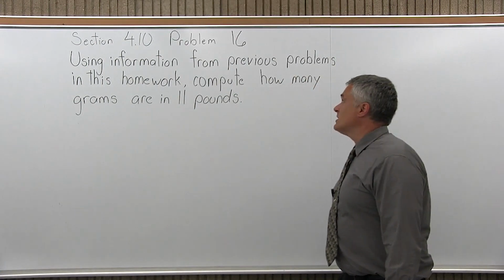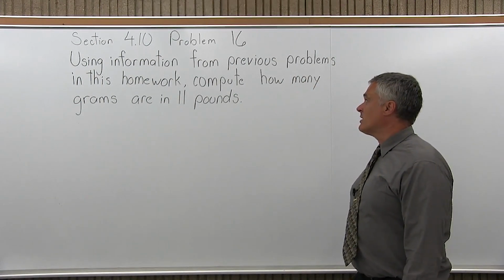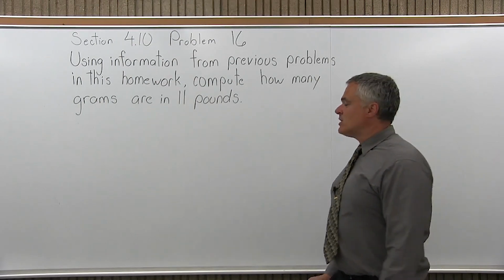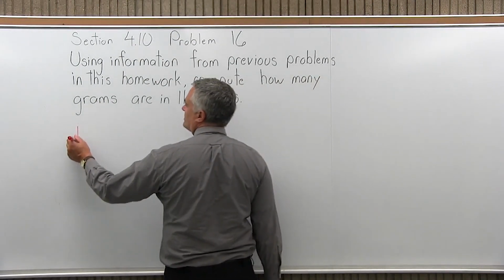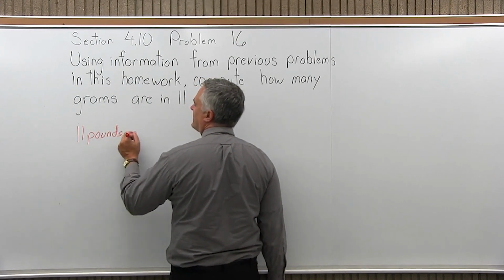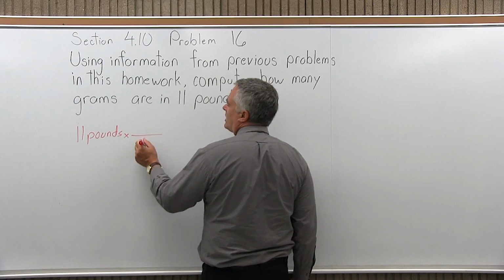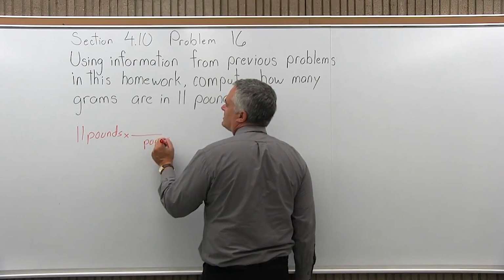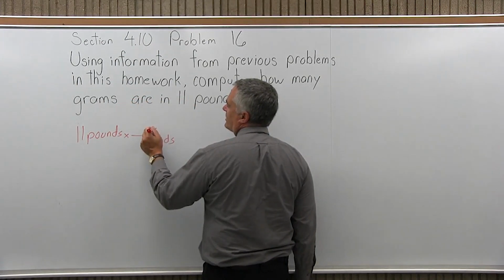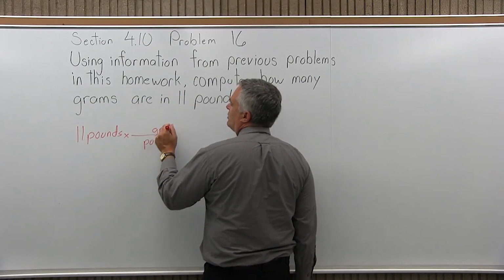It says, using information from previous problems in this homework, compute how many grams are in 11 pounds. When we do something like this, you want to start with the given information. We have 11 pounds, and you want to multiply that times some unusual sort of number 1, so that you will have pounds in the denominator and whatever you want in the numerator. So we want grams in the numerator.